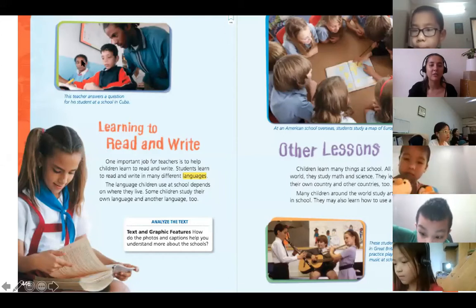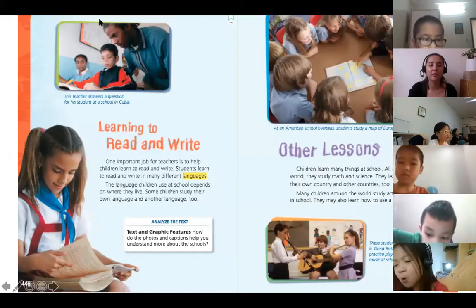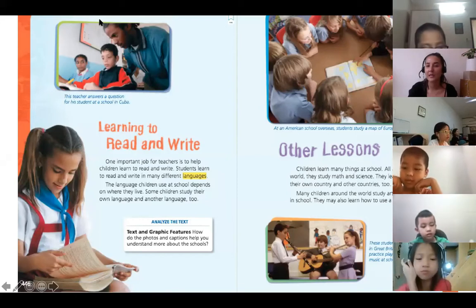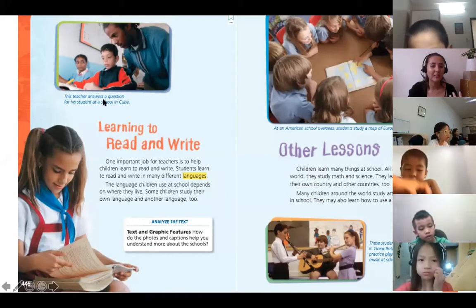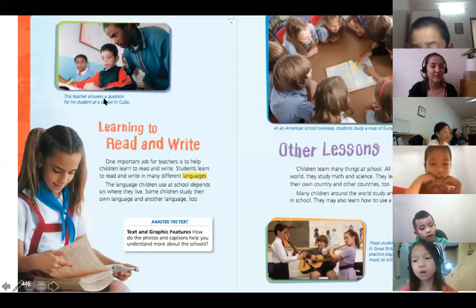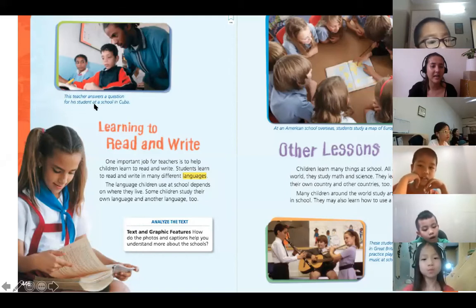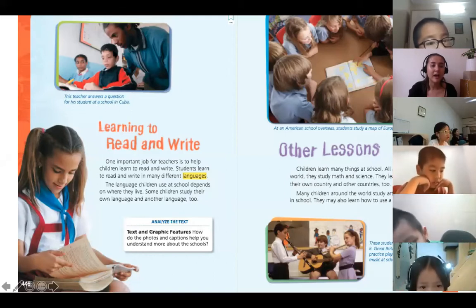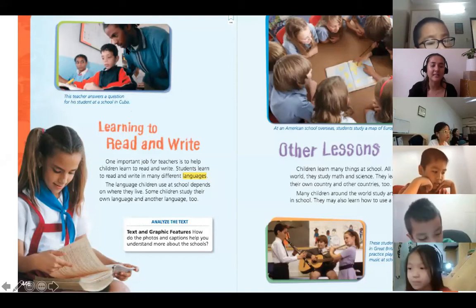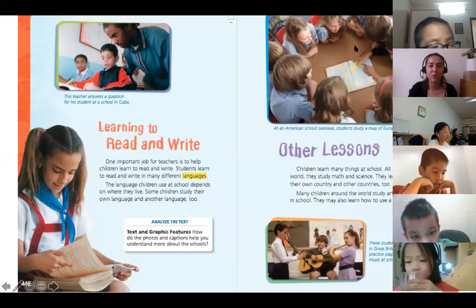Without this caption, maybe we don't know what's going on. So if we're not sure what's happening in the photo, we could easily look down here. This teacher answers a question for his student at a school in Cuba. So now we know that this student is asking his teacher a question. Now we have more clarity.